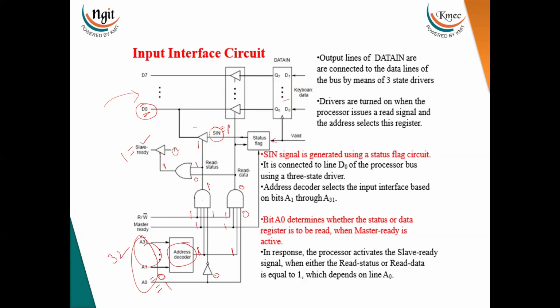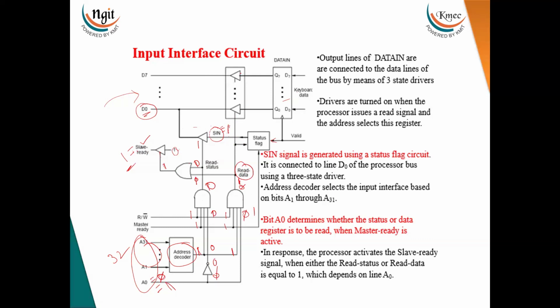Thereby the processor sends the address of the data in register. The remaining signals are the same, and A0 becomes 1. By keeping this 1, this becomes 0, this is 0, and this is 1. Now here it is 0, and this is 1, so this bit is 1. Thereby the slave ready is again 1, because if any one of the signals is 1, the OR output is 1. But instead of selecting the status bit, now because read data is 1, it is enabling this tri-state buffer register.